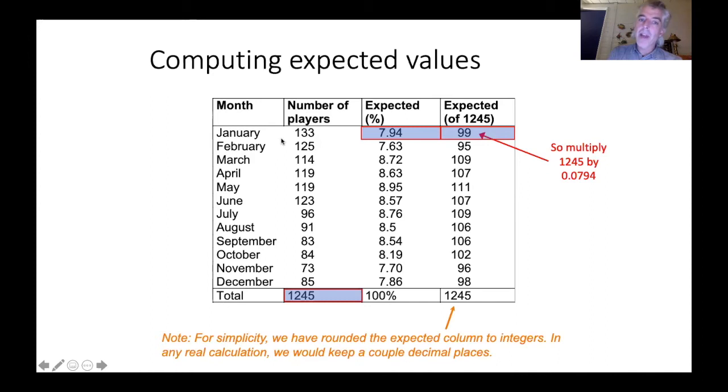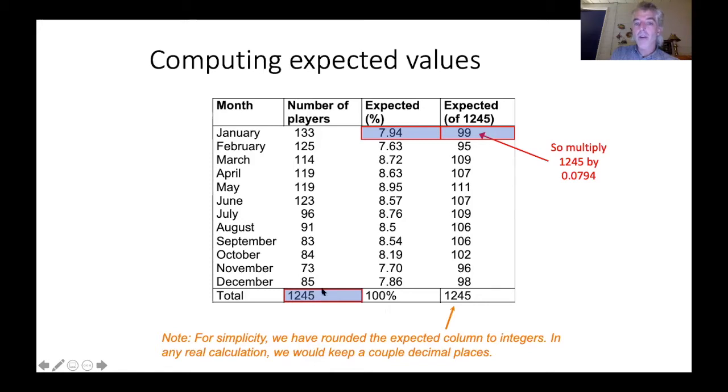So how can we then compare these observed counts of observations in each of the 12 months to what we would expect based on the proportional births in the Canadian population? Well, to do this, we would take our total sample size of 1,245 and for January, multiply it by 0.0794 because 7.94% of all births in Canada occur in January.